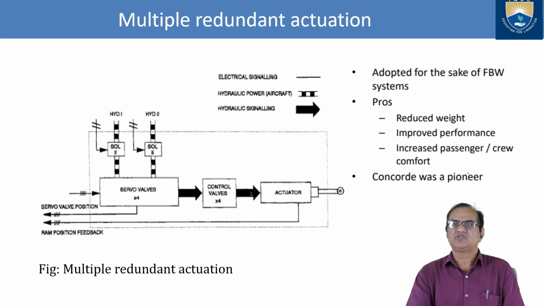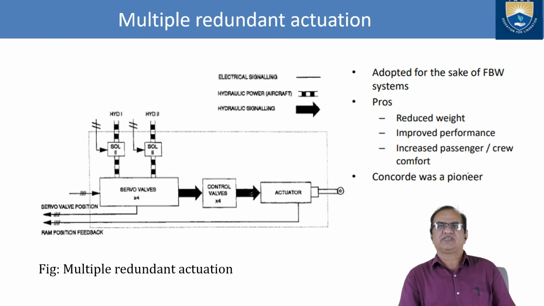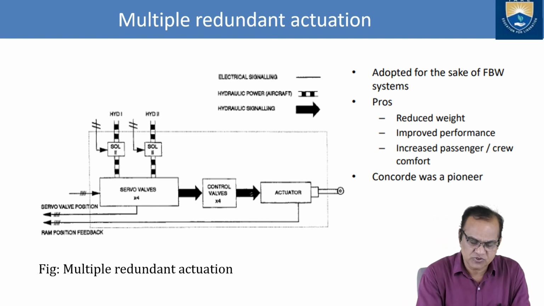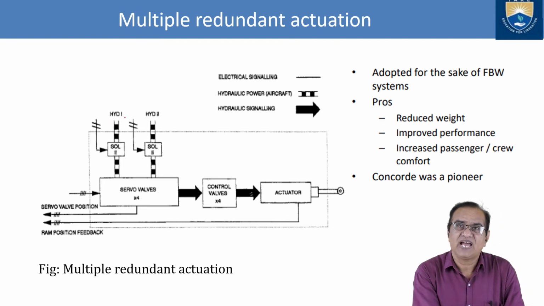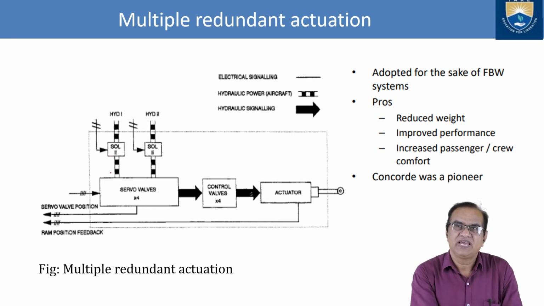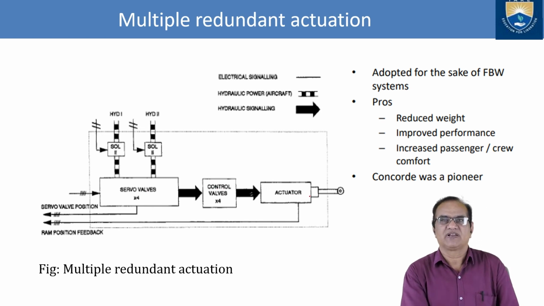The first aircraft to use this was the Concorde, a very high speed passenger aircraft. Here you can see the hydraulic power of the aircraft. It will go to the SOL, then to the servo valve. From here it will go to the control valve, then to the actuator.